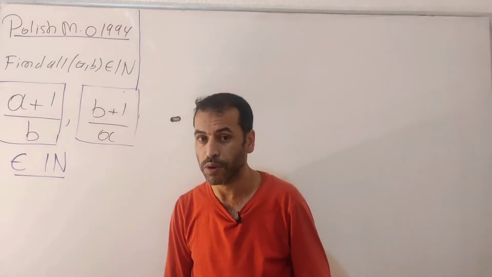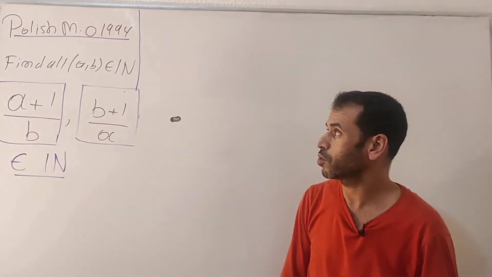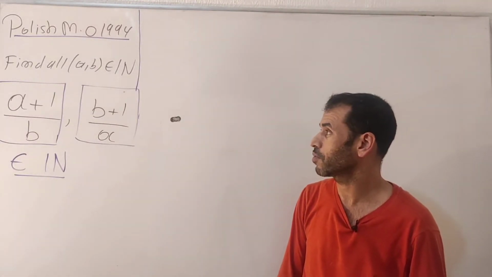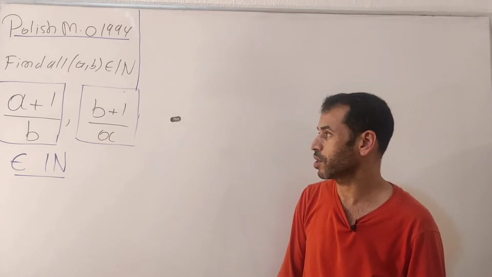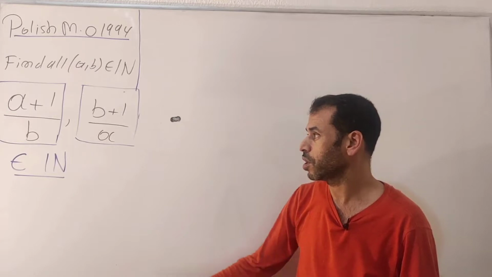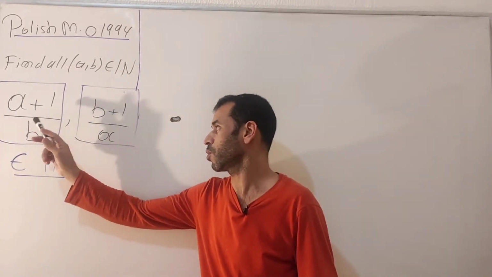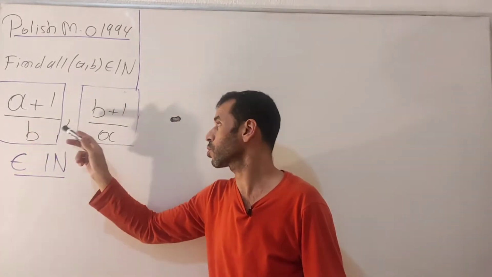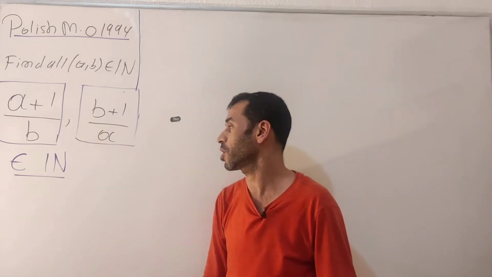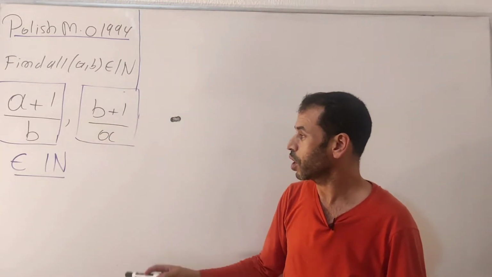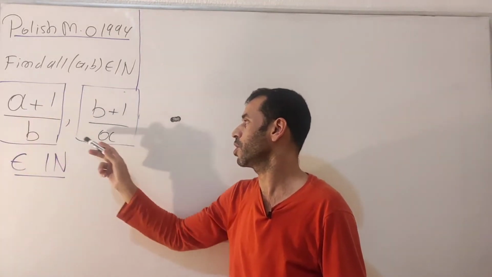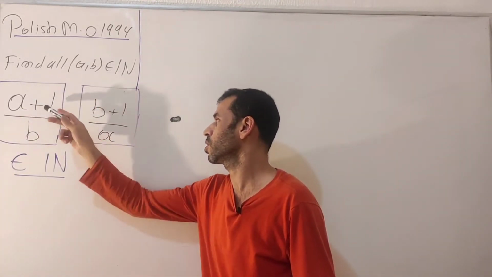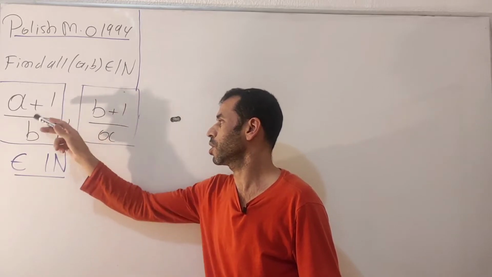This video here is a nice problem coming from the Polish Mathematical Olympiad, edition 1994. Here is the following statement: find all a, b natural numbers that satisfy these following fractions. We have a plus 1 over b is a natural number. Also b plus 1 over a is a natural number. So we are going to work on this one in order to find the appropriate values of a and b to make both terms natural numbers.